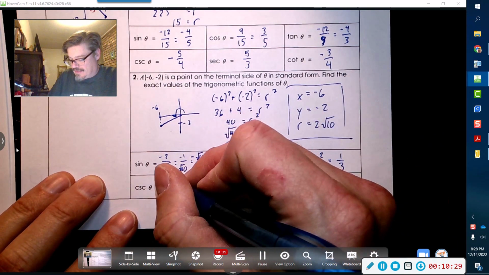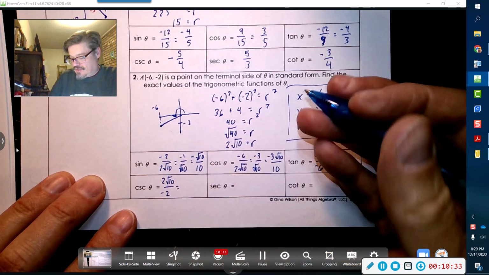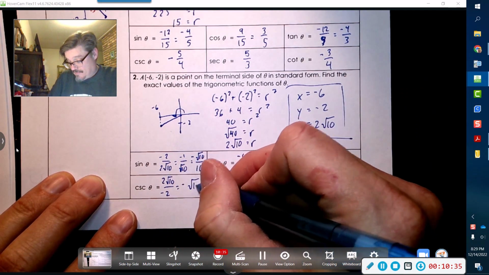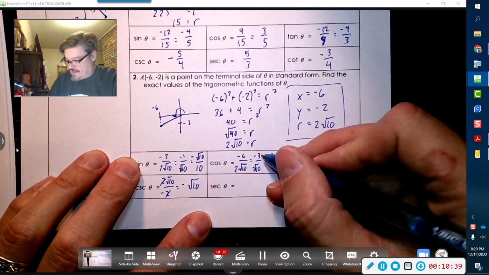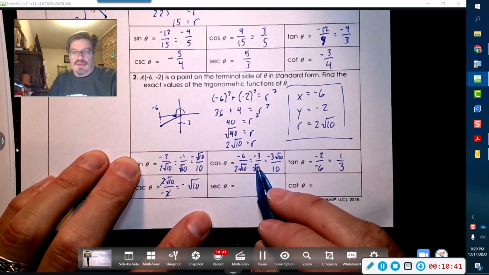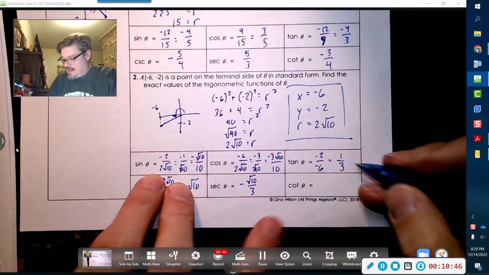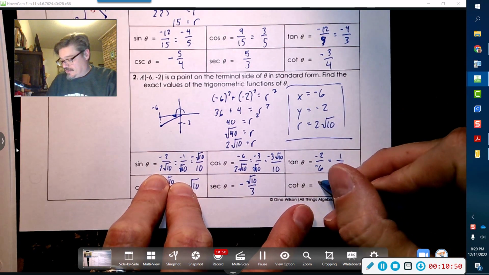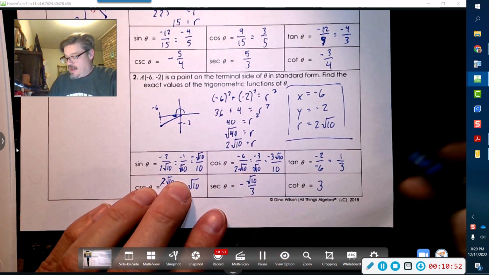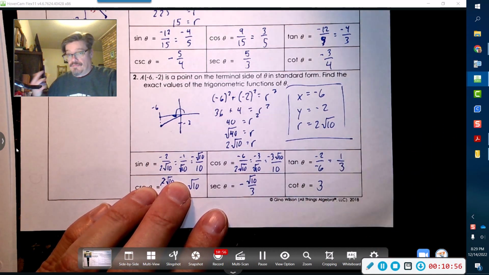Cosecant would be this flipped over, so 2 radical 10 over negative 2, which just gives us negative radical 10 because the 2's cancel out. Secant would be this one. We don't have to do this, we could just look at it. It's going to be negative radical 10 over 3. And the reciprocal of 1 over 3 is just 3. Again, they're both negative, so the tangent and the cotangent become positive.